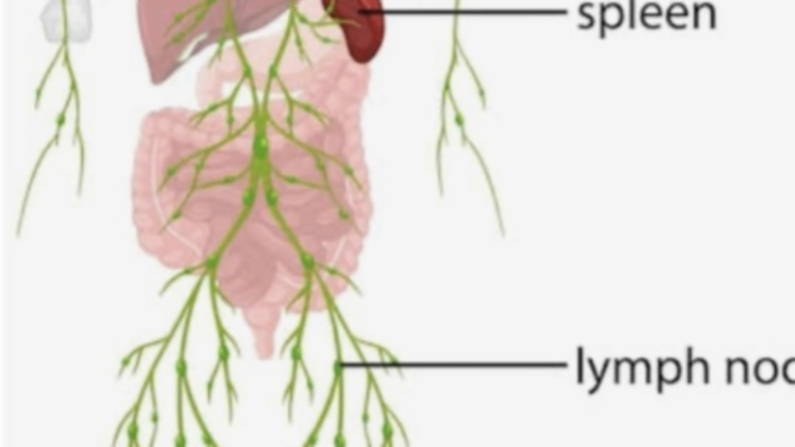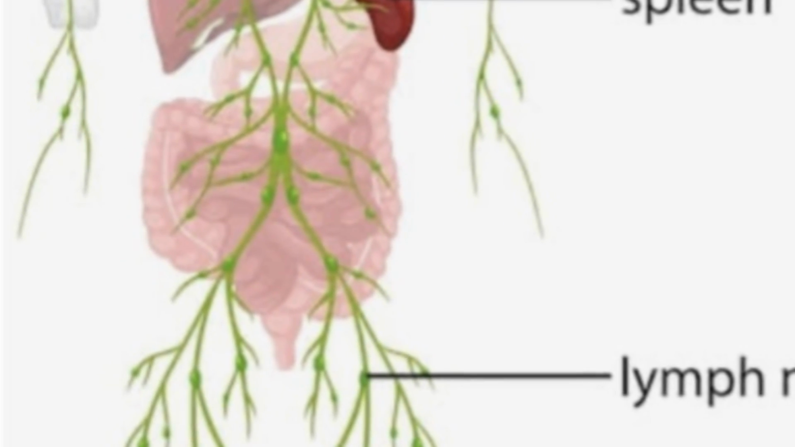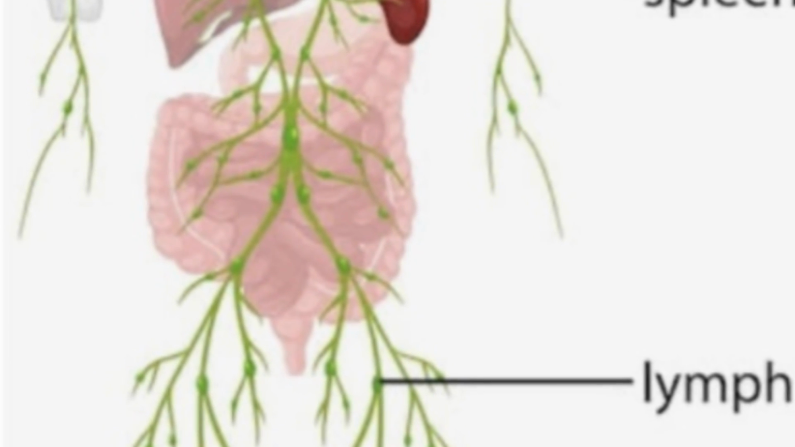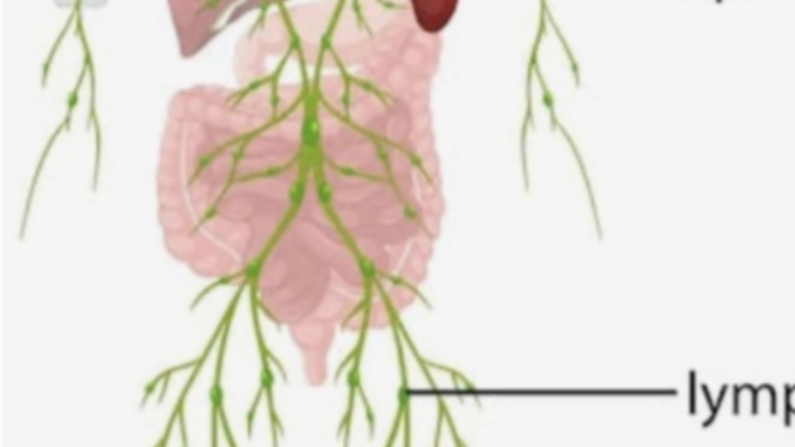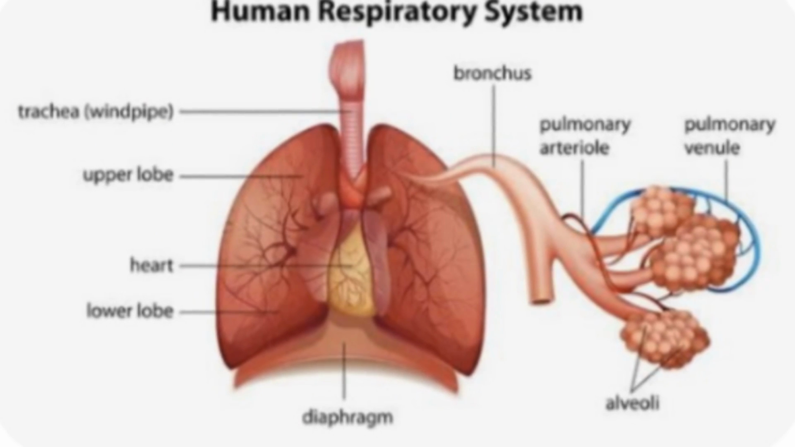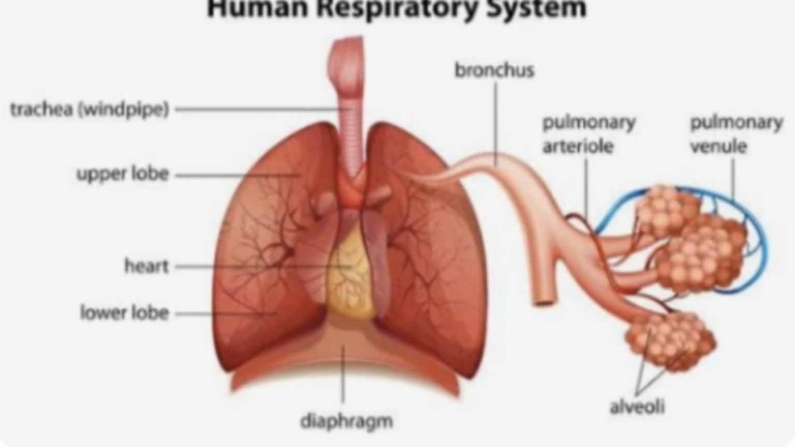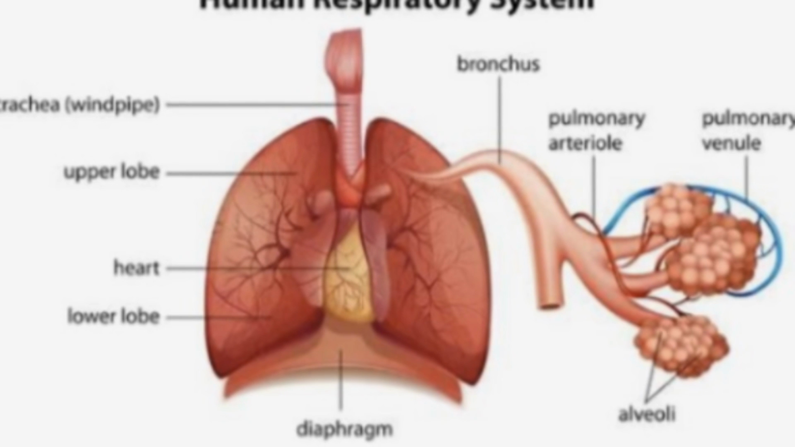What is the respiratory system? The respiratory system is a network of organs and tissues that enables breathing, allowing for the exchange of oxygen and carbon dioxide between the body and the air. What are the functions of the respiratory system? The main function of the respiratory system is to provide oxygen to the body and remove carbon dioxide. This gas exchange process is essential for life.